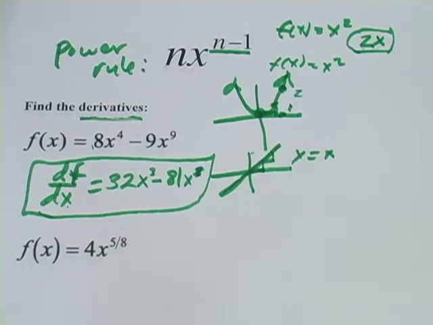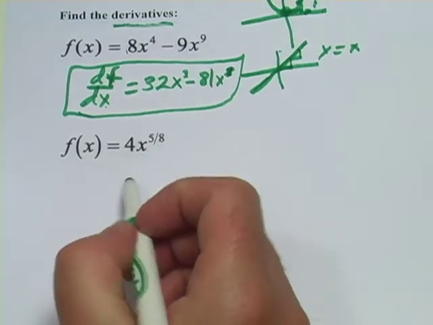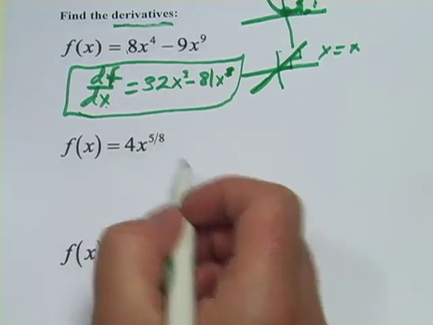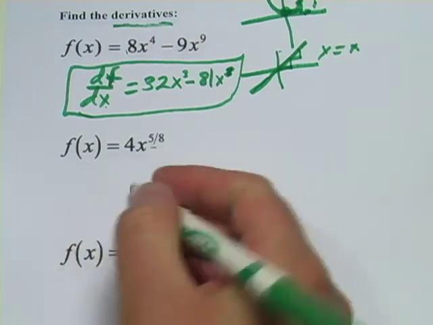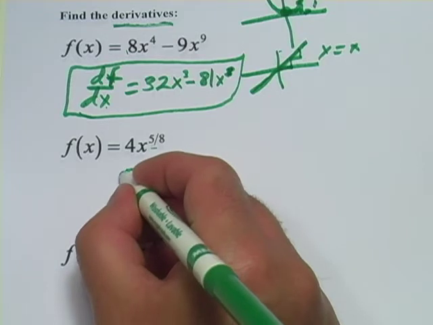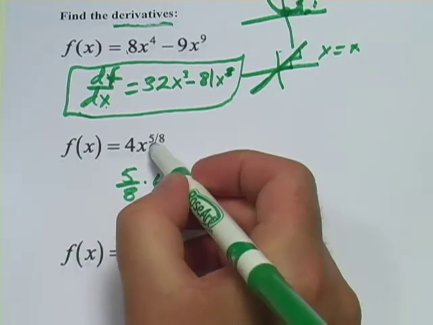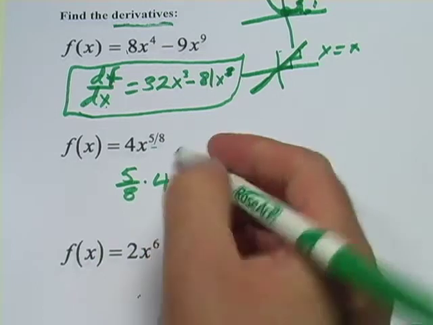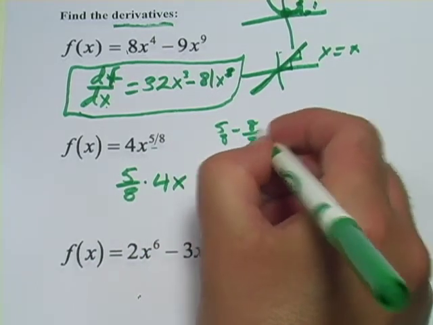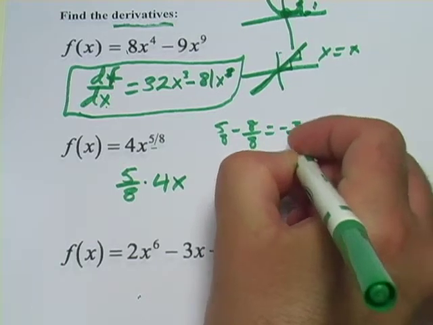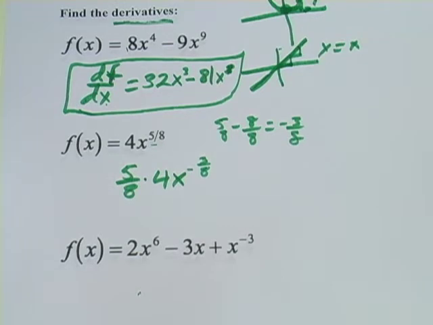All right, let's try another one. Here we have the function f of x is 4x to the 5/8. So I have to bring the 5/8 down as a constant and multiply it by the 4. So I'll write that like this, 5/8 times 4, and x now is going to be to the 5/8 minus 1. Well, 5/8 minus 1, that's 5/8 minus 8/8, that's negative 3/8. So this becomes x to the negative 3/8 power.